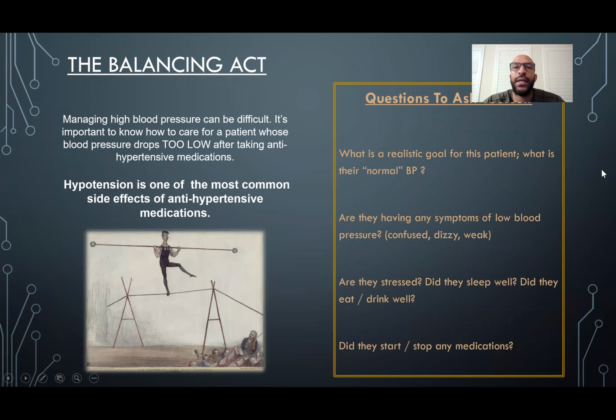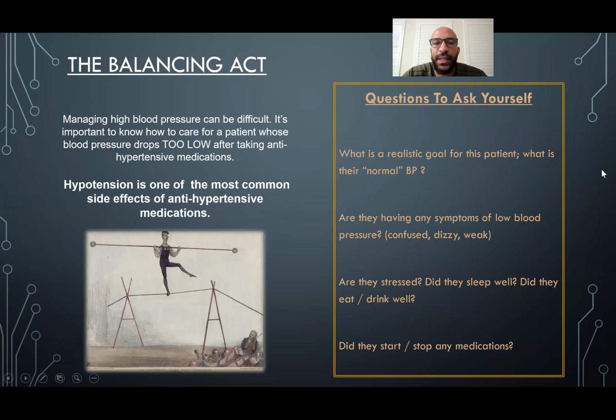Now, I know I'm talking about treating hypertension and how hypertension can lead to hypotension, and the hypotension is now too low. So now we're trying to get them back to have hypertension or high blood pressure, and it's up and it's down and it's up and it's down. It feels like a big balancing act. And in the clinical setting, it definitely will feel like a balancing act. But hypotension is one of the most common side effects of antihypertensive medications.